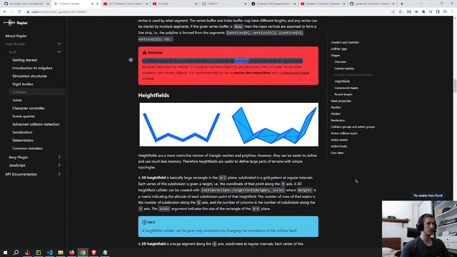Warning: it is discouraged to use triangle meshes or polylines for colliders attached to dynamic rigid bodies, because they have no interior. It is easy for another object to get stuck in them. In order to simulate properly non-convex objects, it is recommended to use a convex decomposition with a compound shape instead.